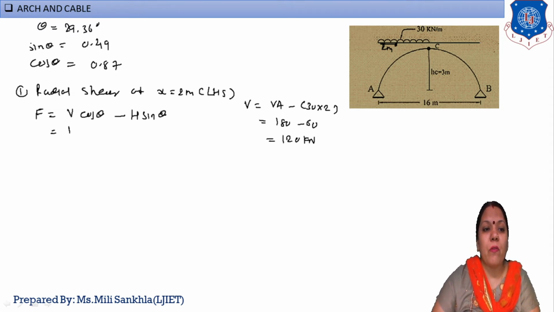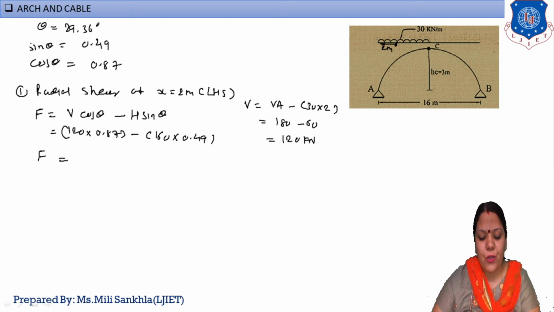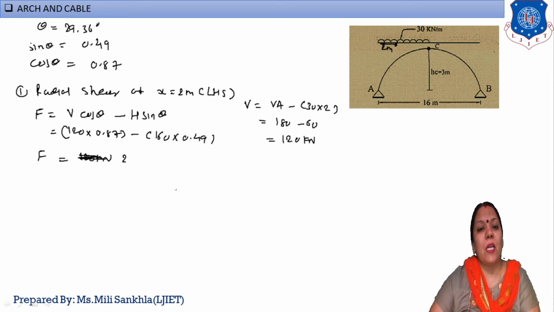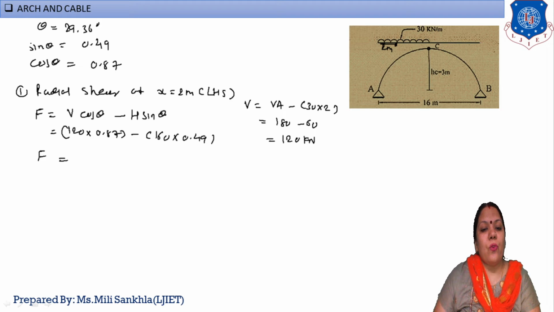Now one by one put the value. Here we put 120 into cos theta is equal to 0.87, H is equal to 160, and sin theta is equal to 0.49, and our answer of this radial shear F is equal to 26 kilonewton. Mention here 26 kilonewton.